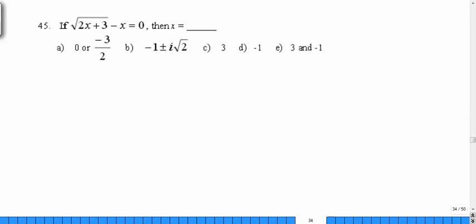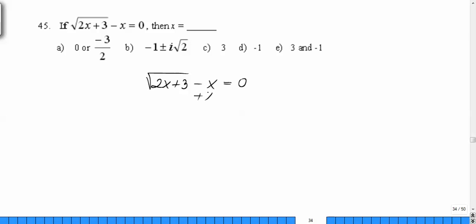Okay, as many of you may guess, this will involve some quadratics, right? But how do we get there? Well, first of all, I'm rewriting my equation as square root of 2x plus 3 minus x equals 0. One easy way to solve this type of problem is to separate your radical from the other variables, the other terms, right?